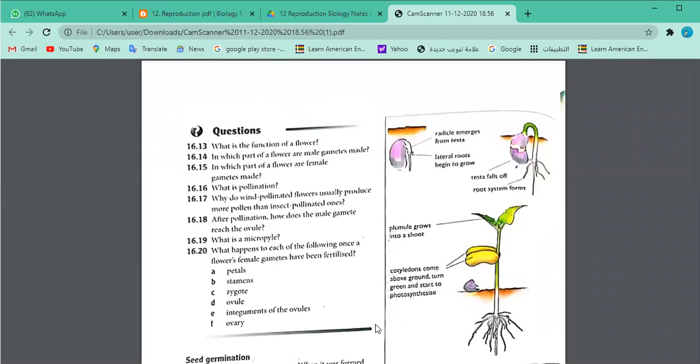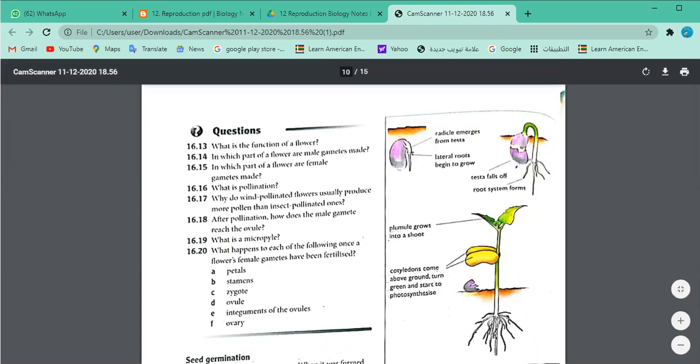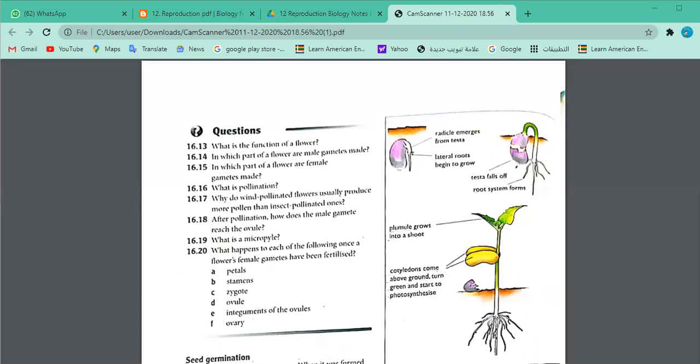So let's talk about this question before we go on from seed germination. What is the function of the flower? I think quickly, if somebody could recap, what is the function of a flower in a few seconds? Those who have not participated, I want to make sure that everybody has understood it. If you don't understand, please ask a question. I'll try my best to explain it in different ways.